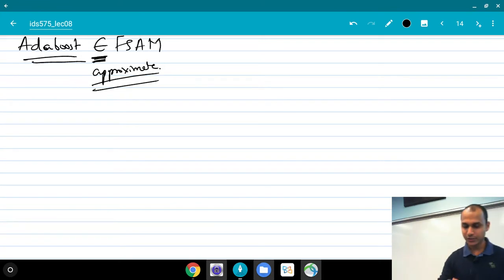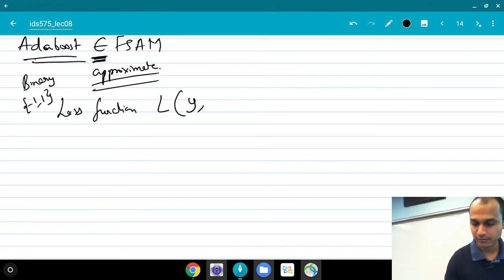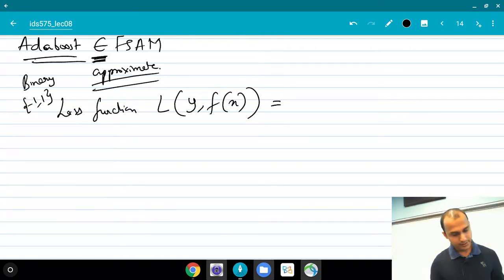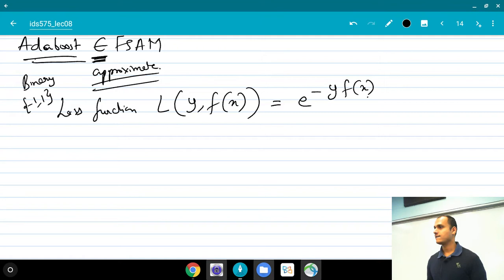This is because of the following. Let's assume our loss function. First of all, we are in binary classification, because Adaboost is binary, with labels -1 and 1. We're going to use a loss function L of y comma f of x, which is e to the power minus y times f of x. This is a loss function because it's positive. E to the power of anything is never going to be less than 0.